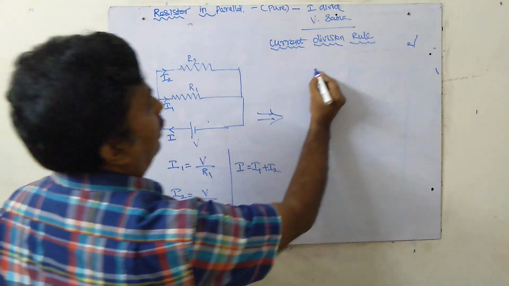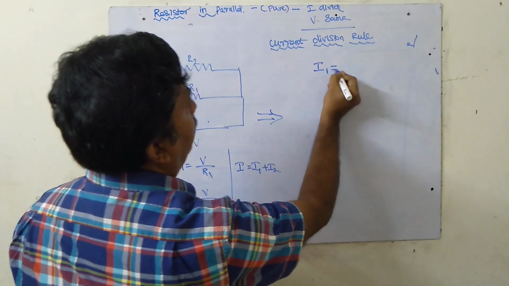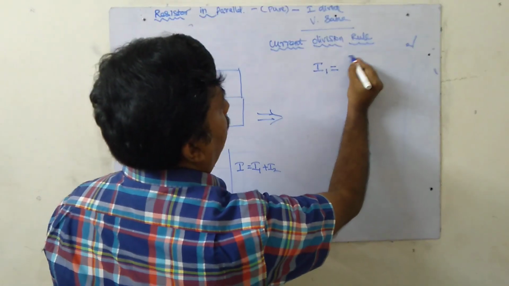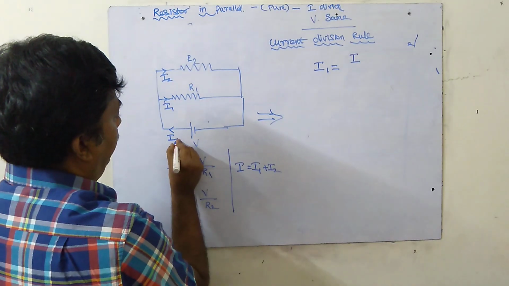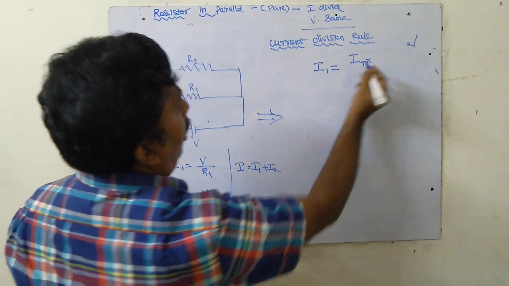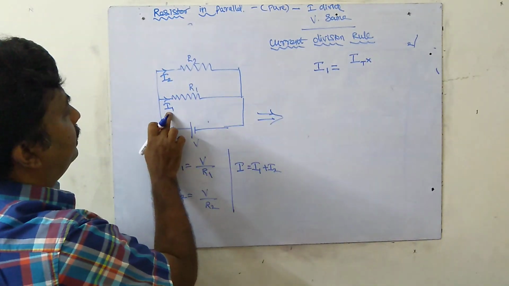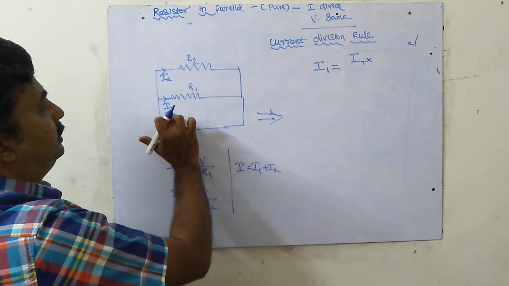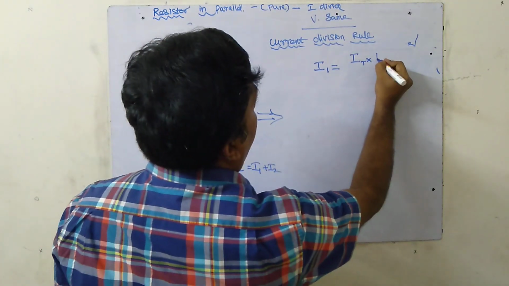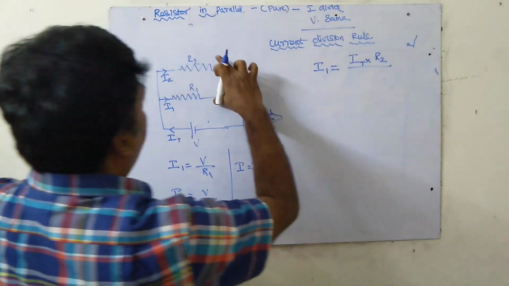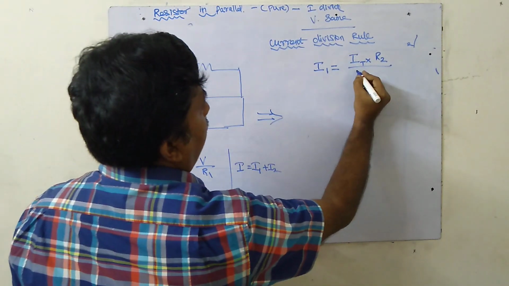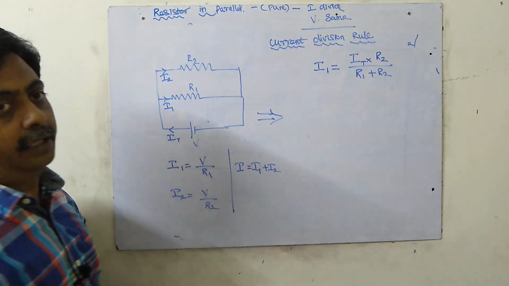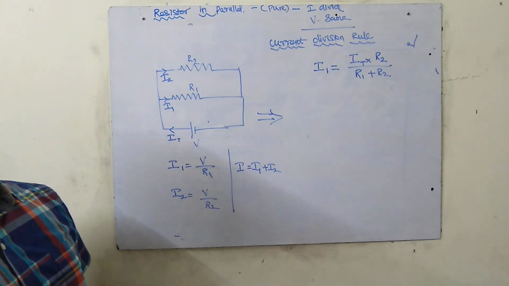According to current division rule, I1 equal to I total, the total current, into the opposite resistance of I1, divided by the total resistance. What is the opposite resistance of I1? These two branches are dividing the current. So what is the opposite resistance for I1? Opposite resistance is R2, divided by the total resistance, which is just the sum of these two, not parallel. I1 equal to I total into R2 divided by R1 plus R2.